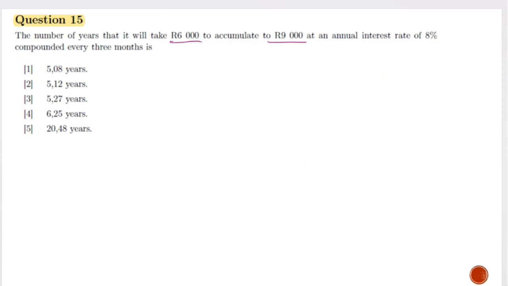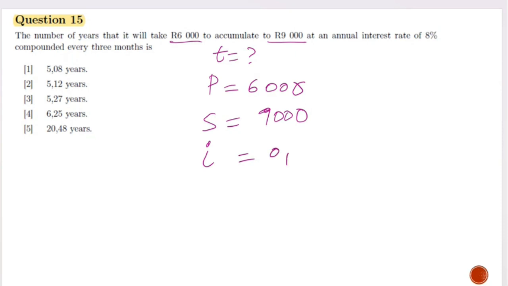The number of years that it will take 6,000 to accumulate to 9,000 with an annual interest rate of 8%, compounded every 3 months. This is interesting. You are looking for T. This is your P, which is 6,000. To accumulate to 9,000, your S is equal to 9,000. An annual interest rate of 0,08, which is compounded every 3 months. How many times per year? How many 3 month periods do you have in a year?